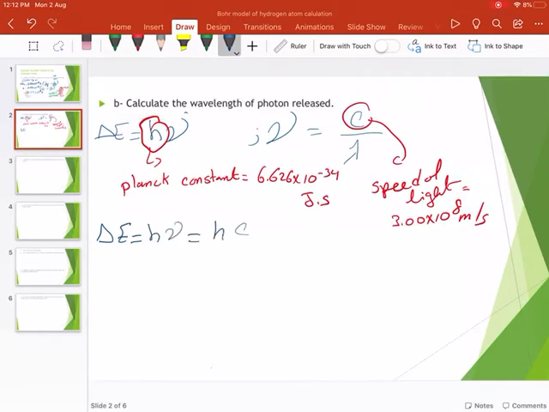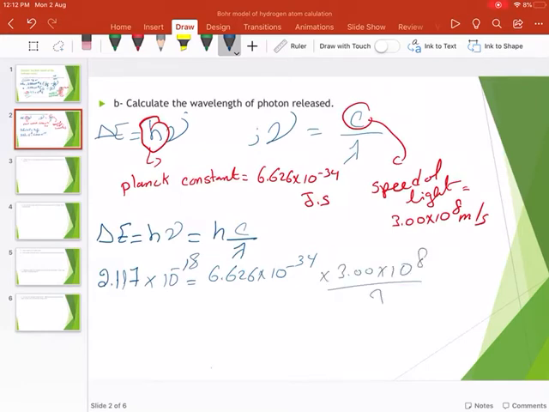Okay, so let us do simple substitution. Delta E equals h nu equals hc over lambda, which equals 6.626 times 10 negative 34, and delta E from part A, we will take it without the negative sign because the wavelength is always positive, 2.117 times 10 negative 18, times 3 times 10 to the power of 8, all over lambda. A simple calculation finds that lambda is 9.4 times 10 negative 8, and the unit is meter.